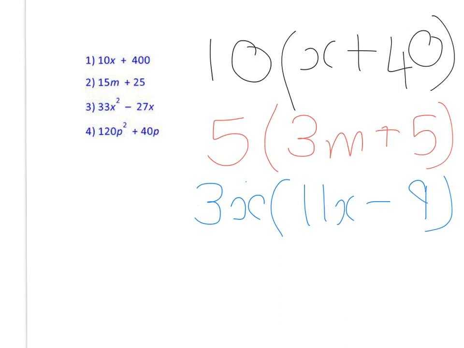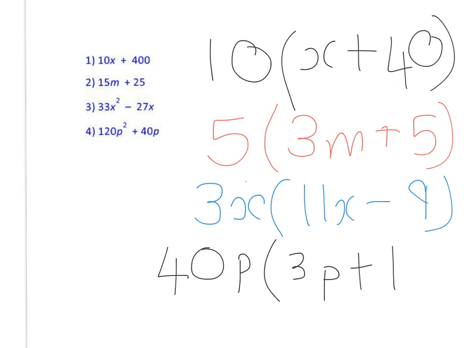The highest common number is 40. 40 on the outside. P squared means p times p. We also have another p, so 40p is in fact the highest common factor. 120p squared divided by 40p will leave me with 3p. 40p divided by 40p, everything divided by itself is 1, so that's just plus 1. And that's our answer to each term.